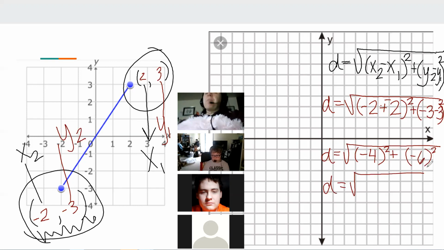Okay, and what about -4 squared? That's -4 times -4. What would that be? Would that be 8? Or -8? No, it would be positive 16, because negative times negative is positive. No way, friend. And what about -6 times -6?